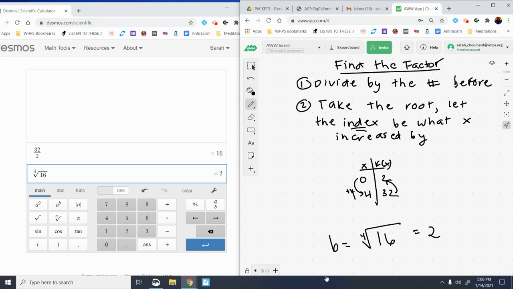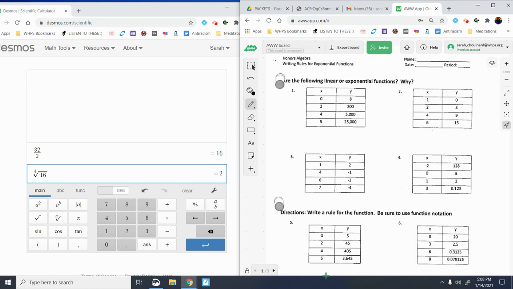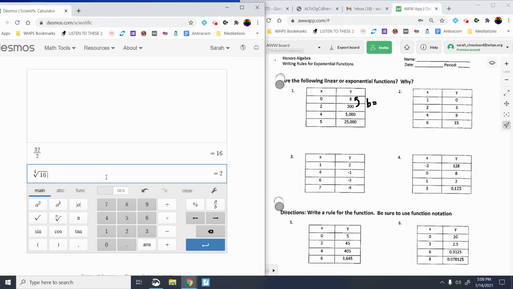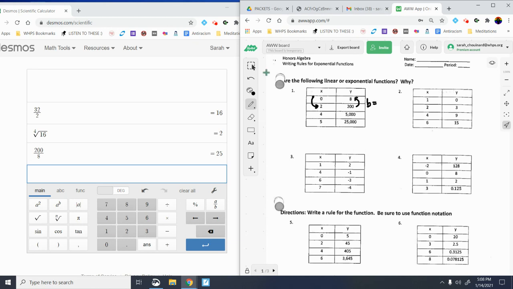So let's look at a couple examples on pages 24 and 25. Here I think this is probably exponential because it's increasing rapidly, but let's find the factor for a couple of these. I divide by what came before, so b is going to be the factor. I divide by 8 and I get 25. X increased by 2, so I'm going to take the square root of 25, which is 5.